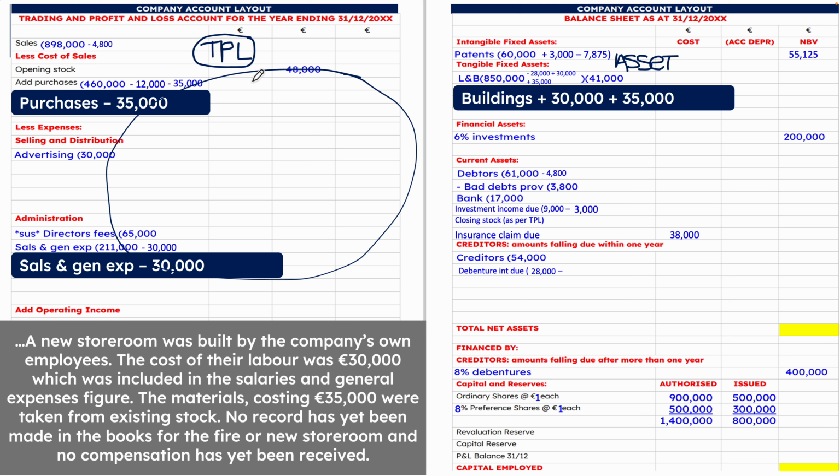So you've done the fire damage and you've done the redevelopment of the storeroom. It looks a lot more complex than it actually is. Take it sentence by sentence. Realize that if you're building an asset, the amount that it costs needs to go into the asset, not into the TPL. So we'll take it out of the TPL and put it into the asset.